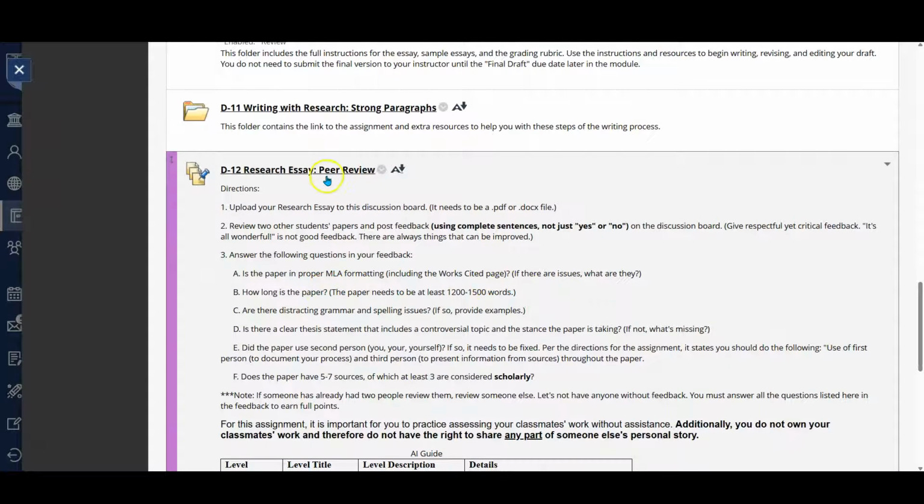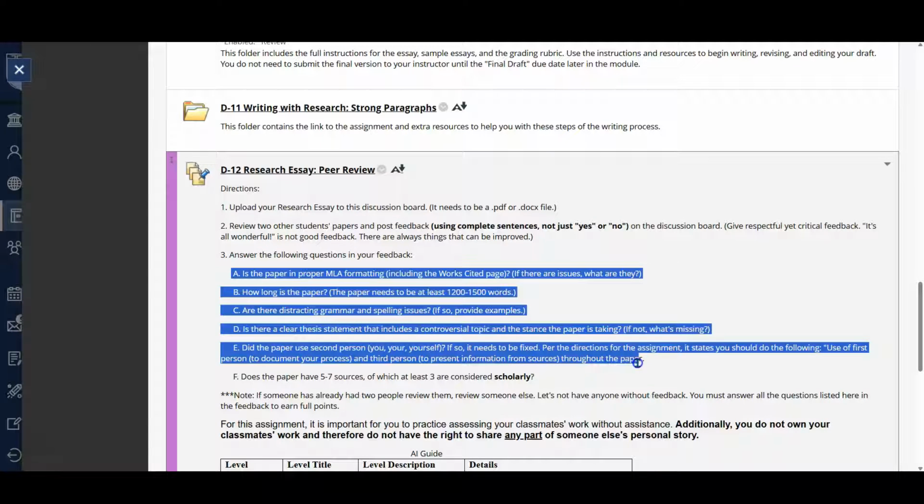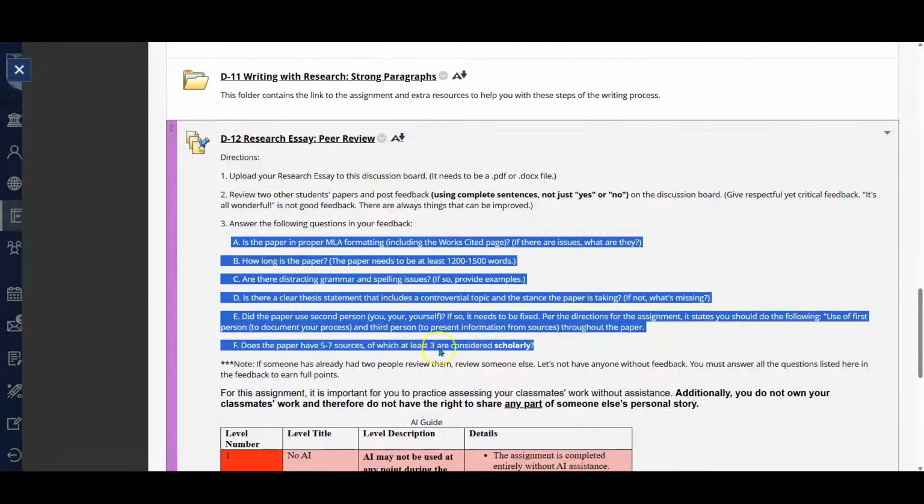And again, this is a peer review. So you're going to upload your research essay to the discussion board. I've already shown you how to do that. And then you need to respond to 2 other students' papers and answer these questions. Make sure you answer all of these questions. There's A through F. Okay.